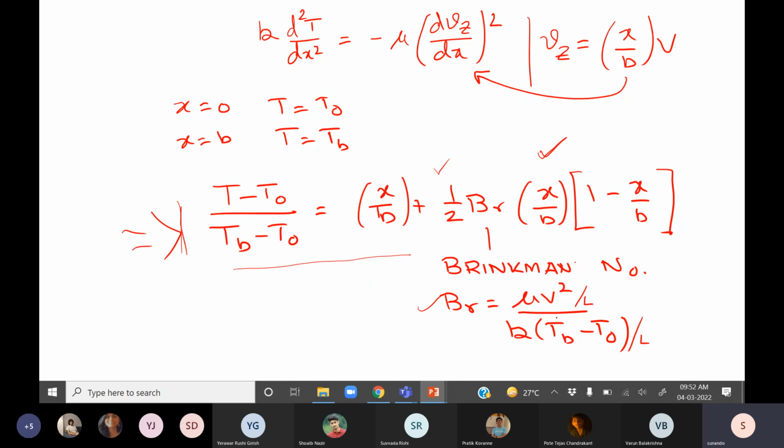So that is true, but as an engineer you need to put some value to the Brinkman number, beyond which or above which you have to solve the complete equation. Below that number, you need not consider viscous dissipation at all. If you work with this profile, in order to get the maximum temperature in between x equals 0 and x equals b, you could get some number.